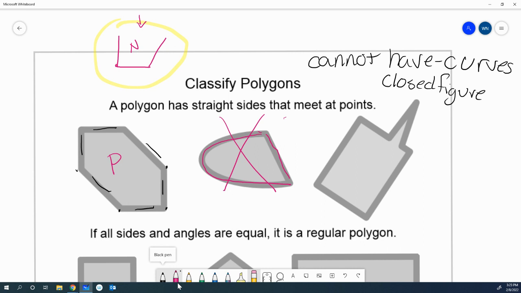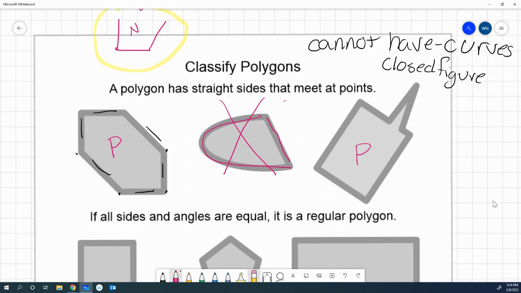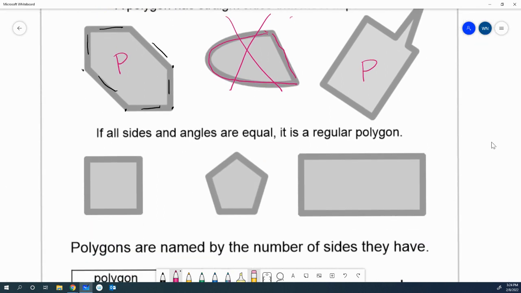Finally, let's look at this last one over here. As you can see, it almost looks like a rectangle with a little triangle on top, but all of its sides are straight, and they all meet at points, and it is a closed figure. So it is a polygon. Looks good, looks good. Let's move down to the next three.